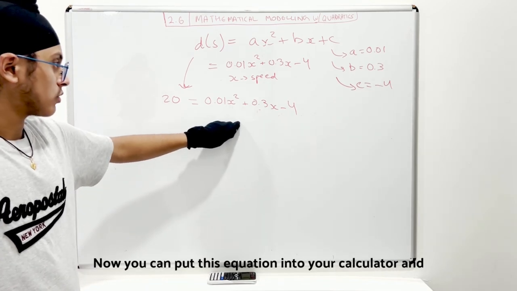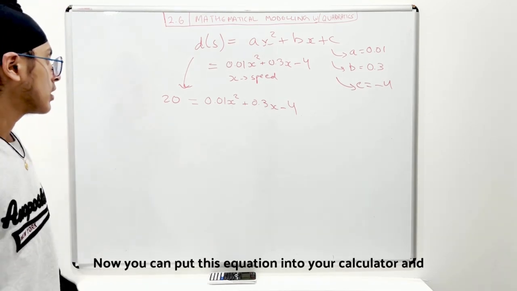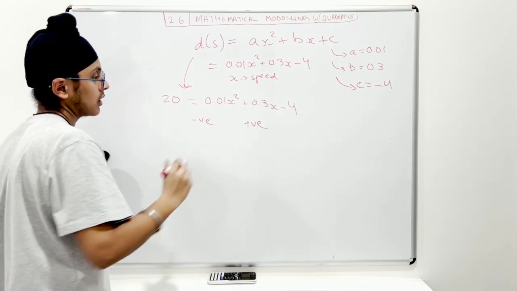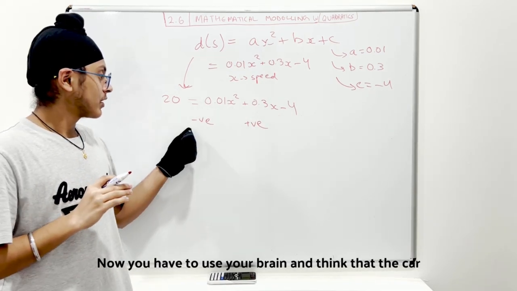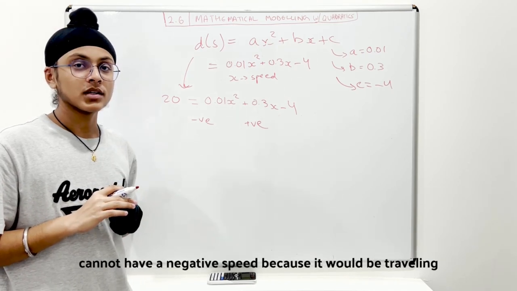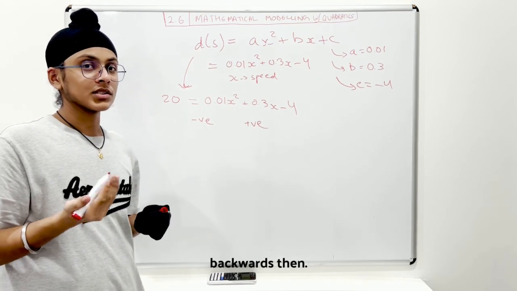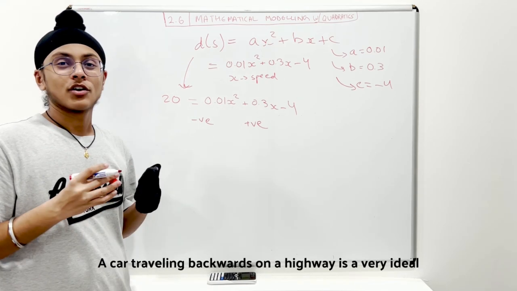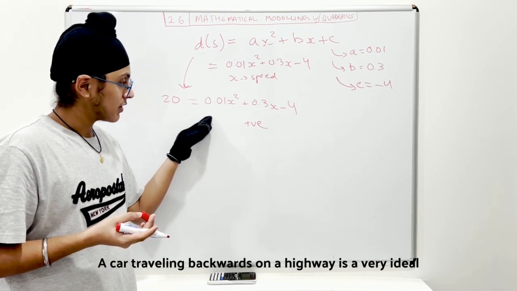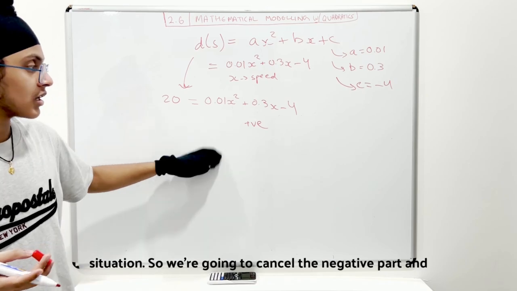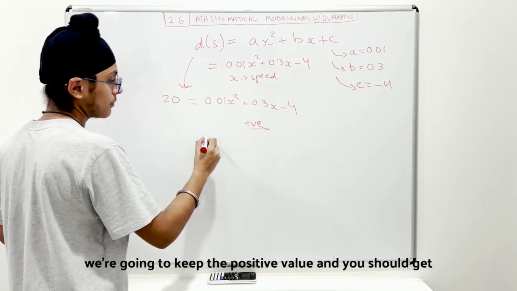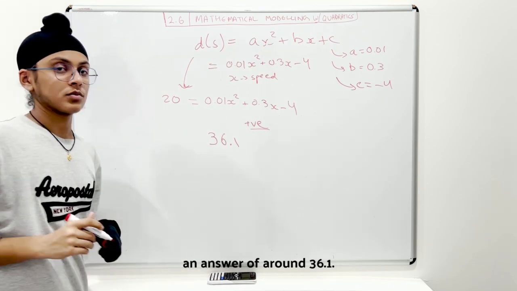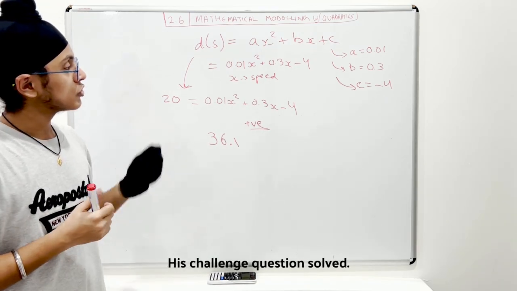Now you can put this quadratic equation into your calculator and you're going to get two values. One is going to be negative, one is going to be positive. Now you have to use your brain and think that the car cannot have a negative speed, because it would be traveling backwards then. And I don't think that a car traveling backwards on a highway is a very ideal situation. So we're going to cancel the negative part and keep the positive value, and you should get an answer of around 36.1 miles per hour. That is the challenge question solved.